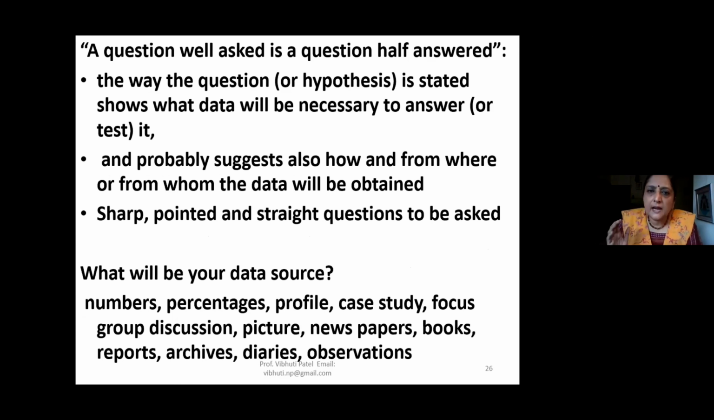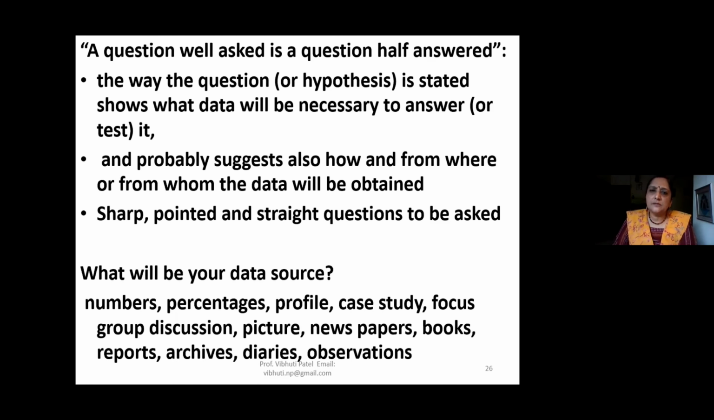The question well asked is question well answered. So that means the way you ask your question will determine whether your data will be weak or your data will be robust. That's very important. It also probably suggests how, from where and from whom the data will be obtained. Sharp, pointed, straight questions are to be asked.